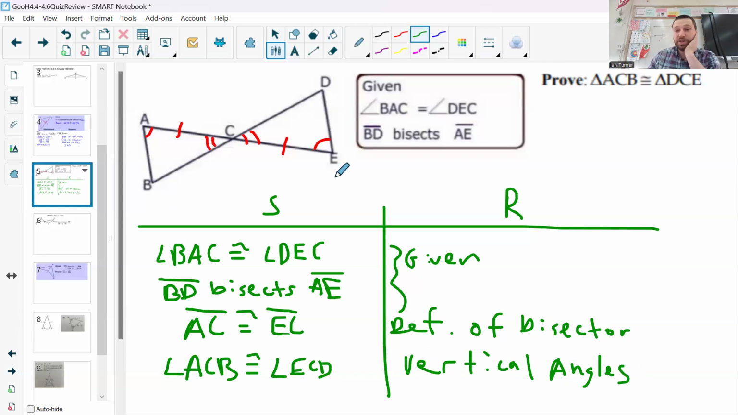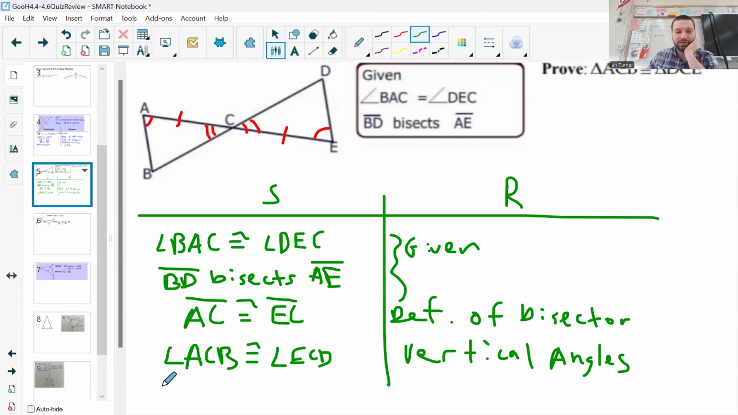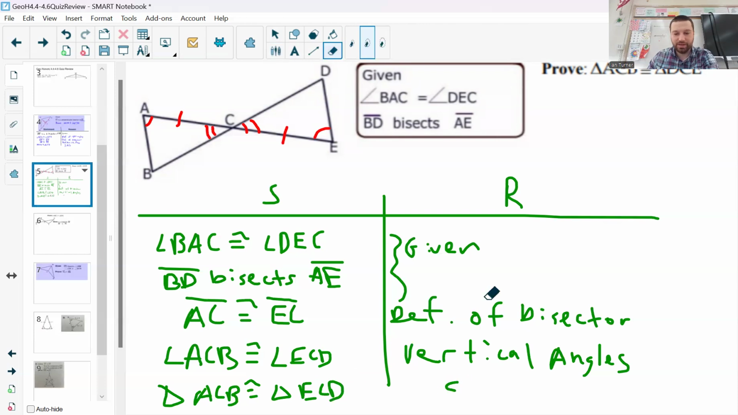Okay, now look at our picture again. Angle, side, angle. That side is in between. So we got angle, side, angle. So now we can do the proof statement. Triangle ACB. Sorry, this printing is terrible. Is congruent to triangle ECD, side, or sorry, angle, side, angle.